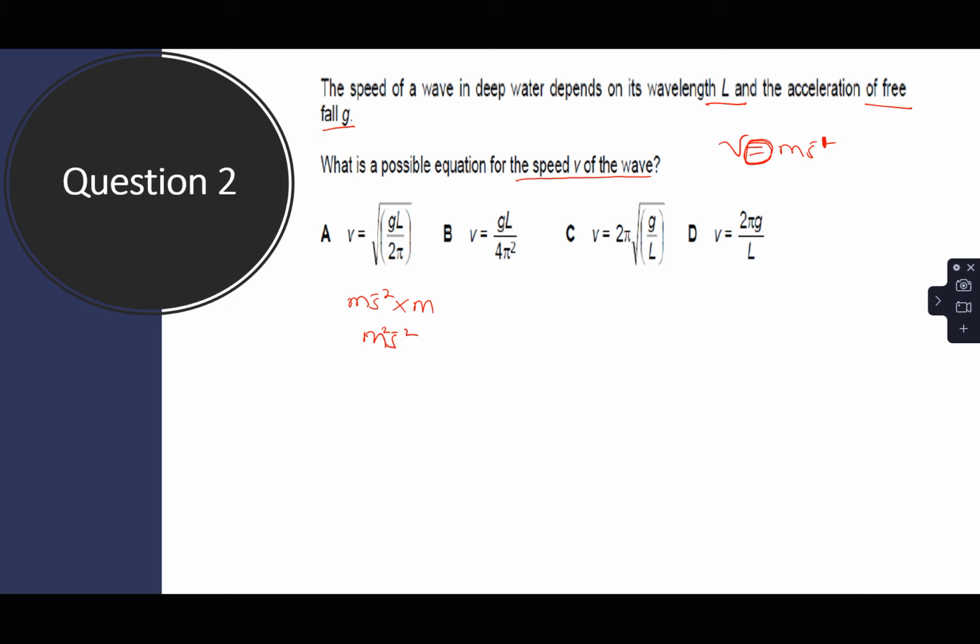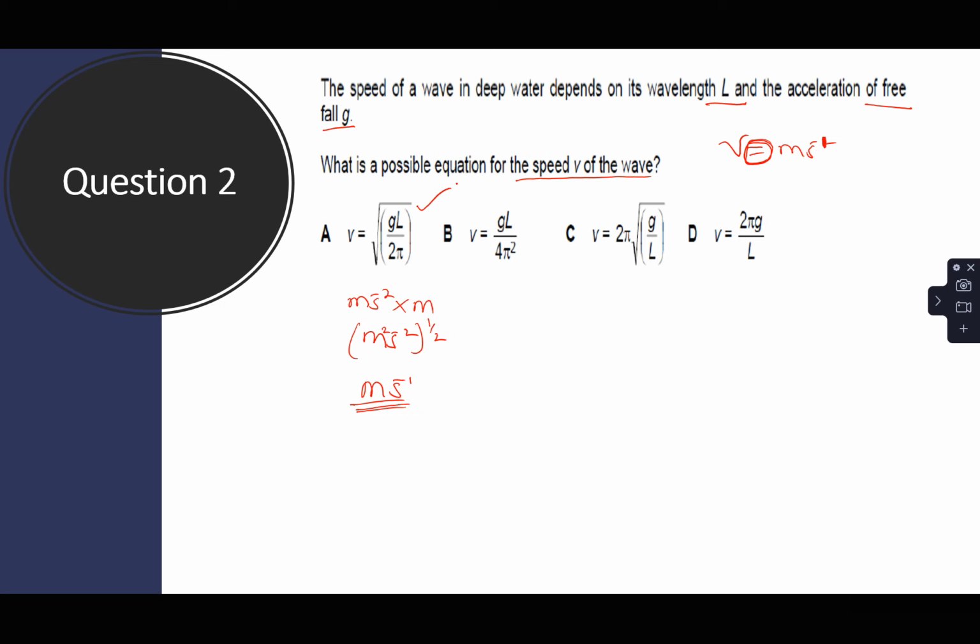This becomes meters squared per second squared. But because of the square root, this is raised to power half. This boils down to meters per second. We know that this is the SI unit for speed. So most likely this could be a possible equation for the speed V of the wave.